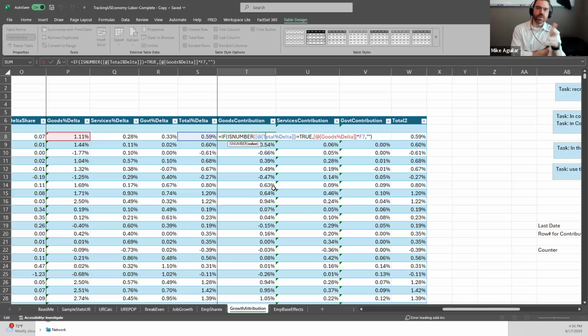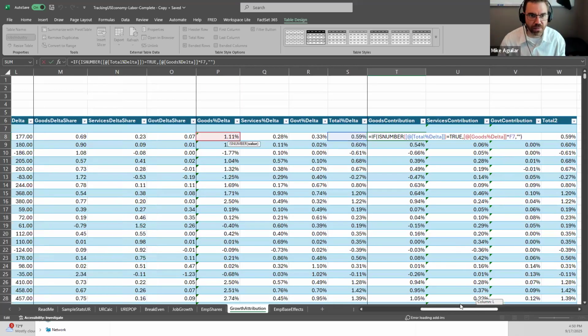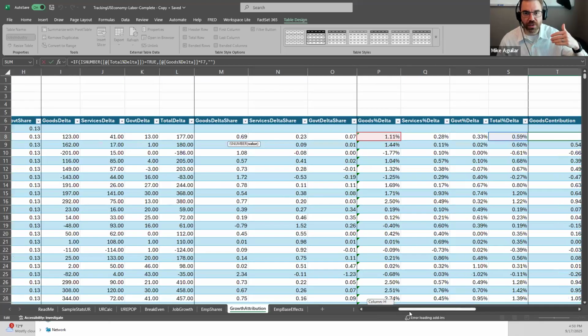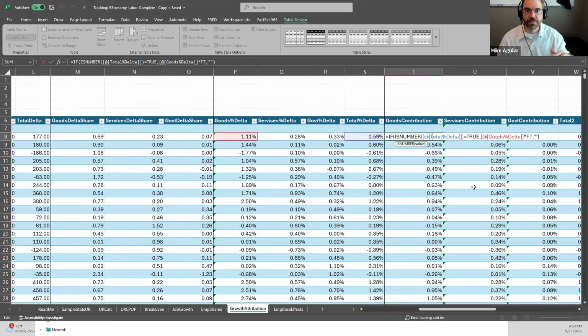The proper way to do the attribution, which we've spoken about in other settings, is to look at the change in that period times the share from the prior period. So again, go to the end to look at the way these things are done. Goods percent delta, that's column P. Take the percentage change in that period times F7. What's F7? The share in the prior period. Share in the prior period times the percentage change in this period. That'll give you the contribution.